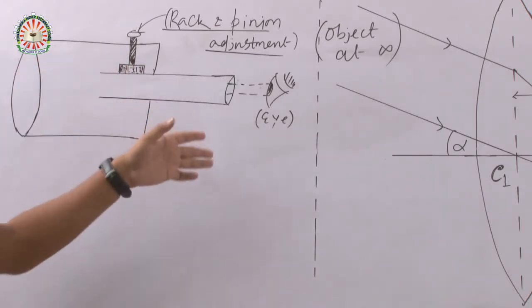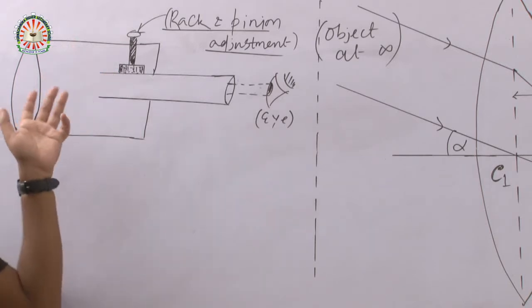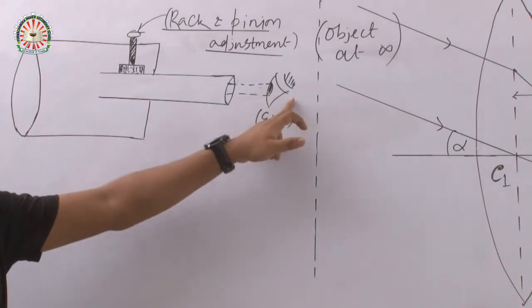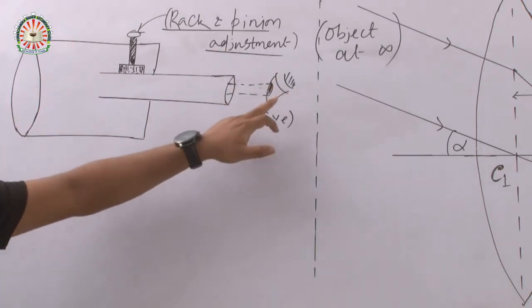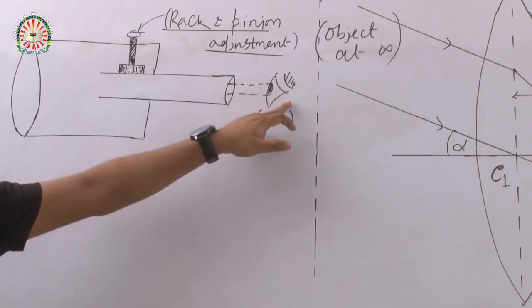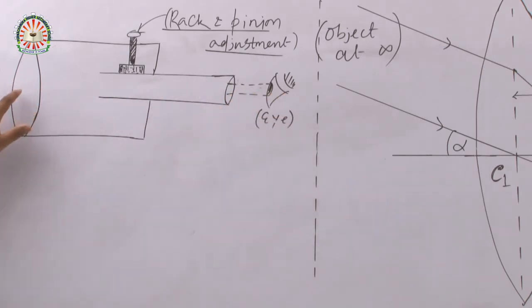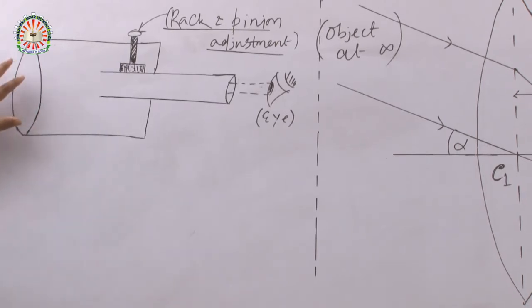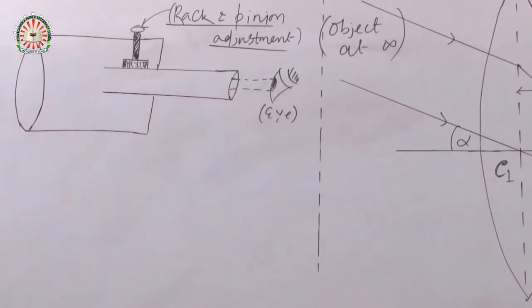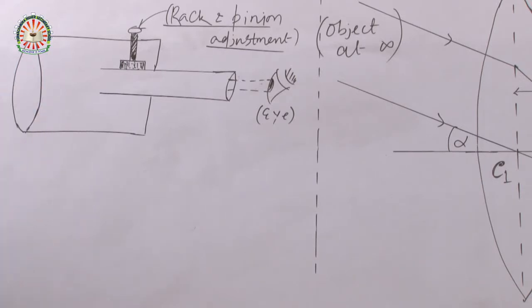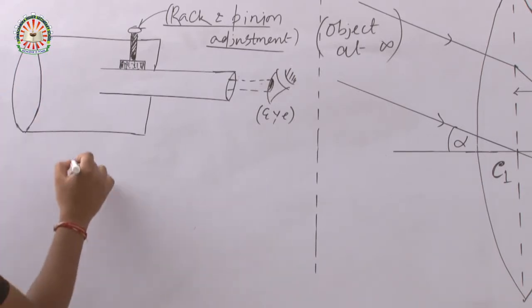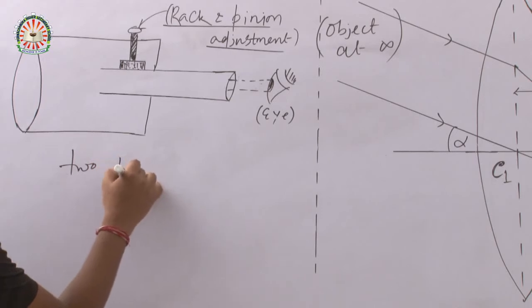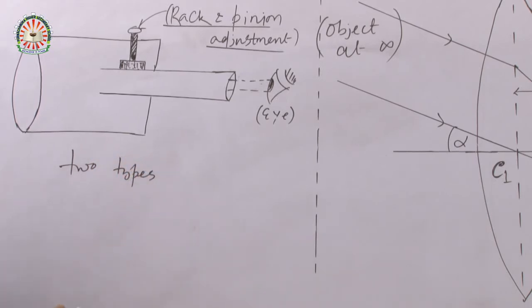So this is a basic figure of a telescope. Here I have placed my eye. The lens close to the eye is known as the eyepiece. This lens is close to the object, so this is known as the objective. It is the objective and this is the eyepiece. So dear students, telescopes are of two types.